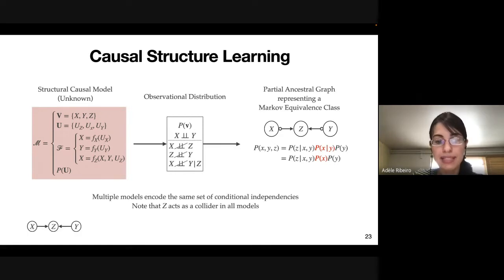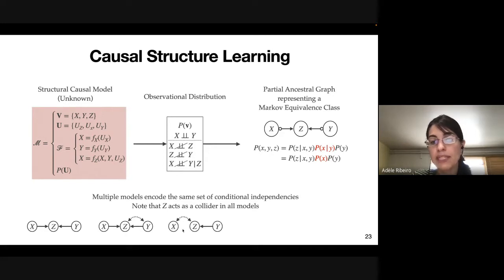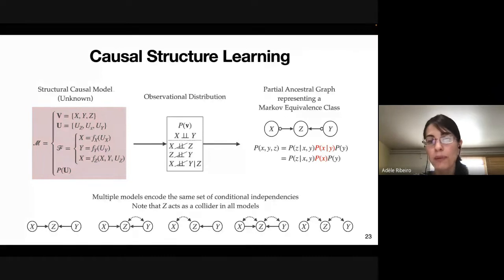So there are multiple causal diagrams that are compatible with this knowledge. It's the same as before. For example, this could be the true underlying causal diagram, but it could be this other one where I have a bidirected edge between Z and Y, could be this other one or another one. There are many causal diagrams compatible with this knowledge that's coming only from the observational data.